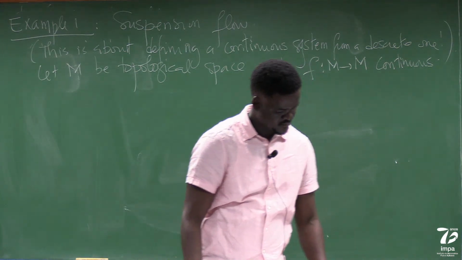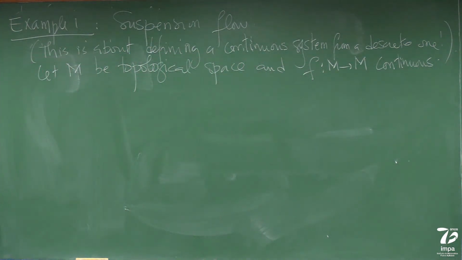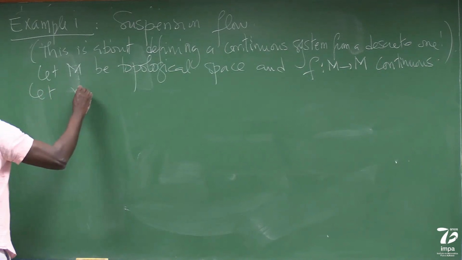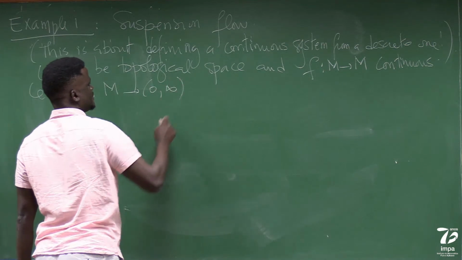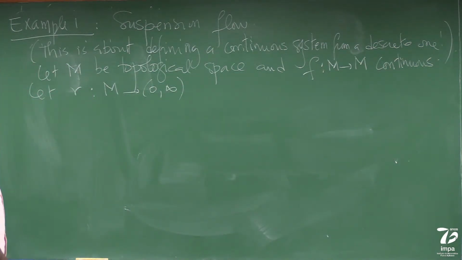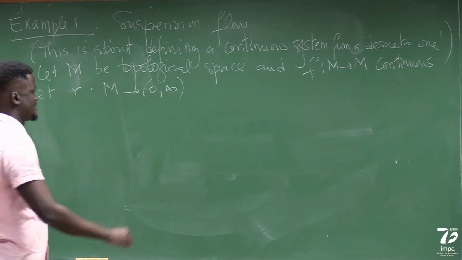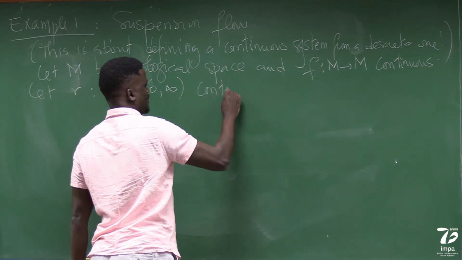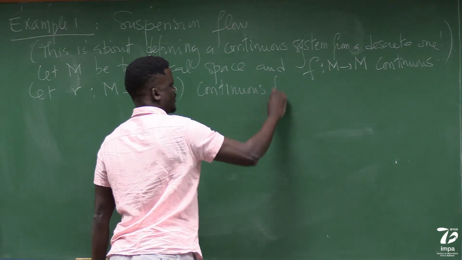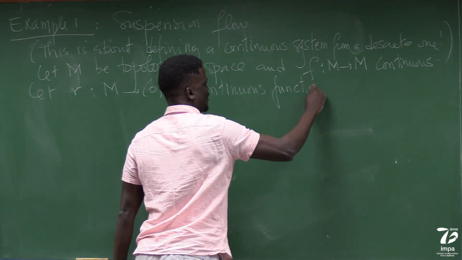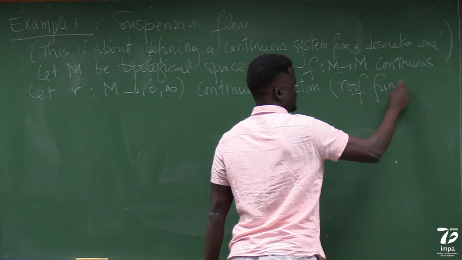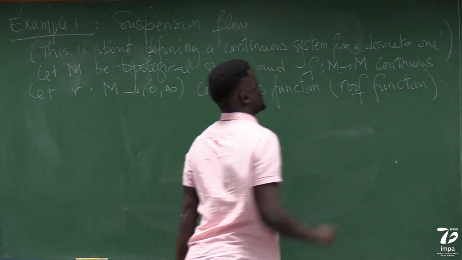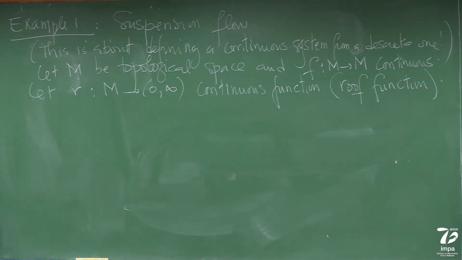Crazy stuff. Let r from M to (0, infinity) be a continuous function. This is usually called a roof function. We will see why it is called a roof function.